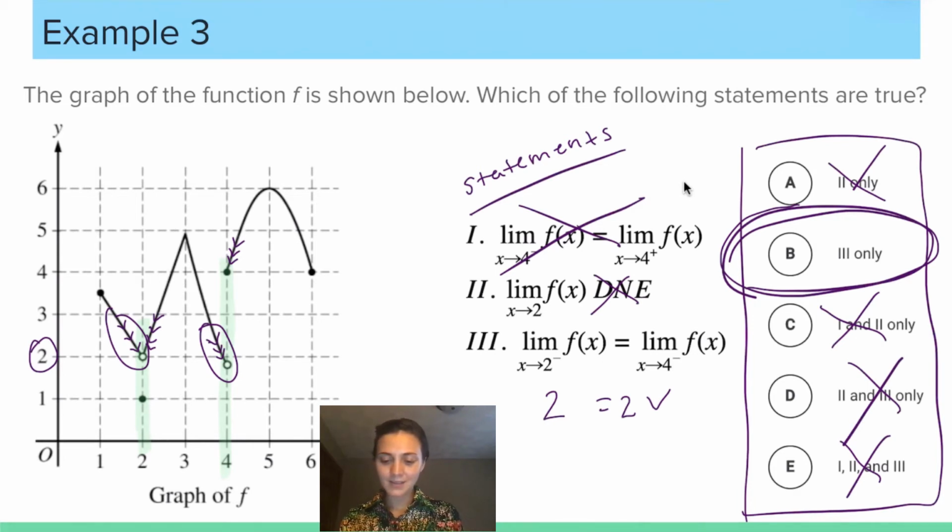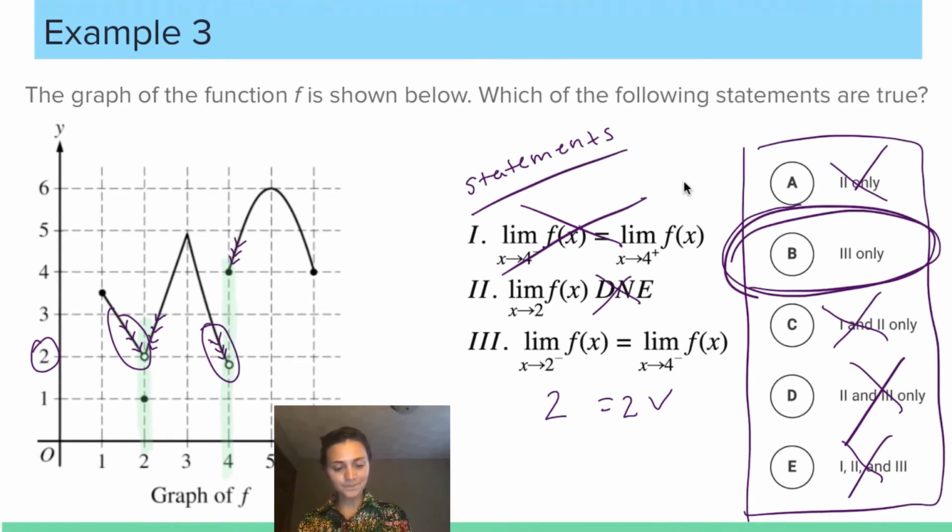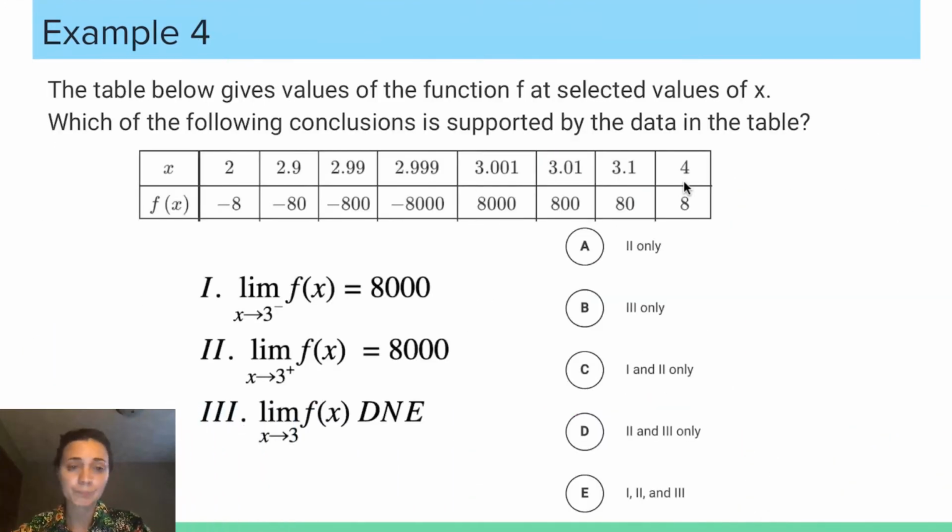Okay. So, final example is right here. It's an example with a table. The AP exam has lots of tables on it, and I feel like it's something that maybe in your other years of high school math you haven't seen very often, so I think it's good to start practicing right away with tables. So the table below gives values of the function f at selected values of x. Which of the following conclusions is supported by the data in the table?